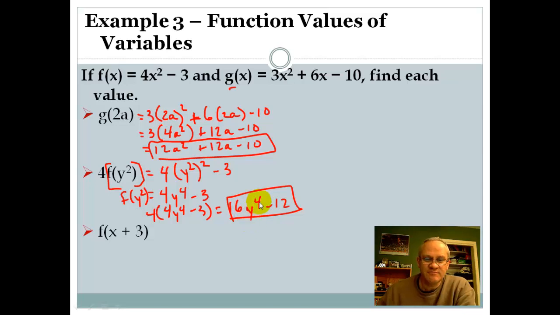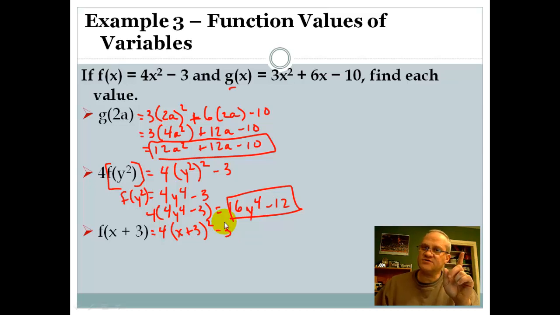Nice, huh? Okay, last one. F of x plus 3. All that means is plug in an x plus 3 in place of x. Again, we're looking at the f function, so that's this one up here. So I'm going to plug that in. That means it's going to equal 4 times x squared, but now it's what? X plus 3 in place of x. So 4 times (x plus 3) squared minus 3.